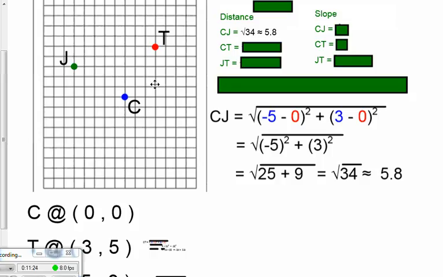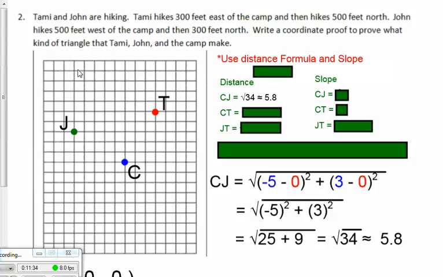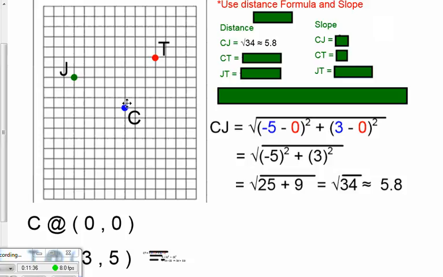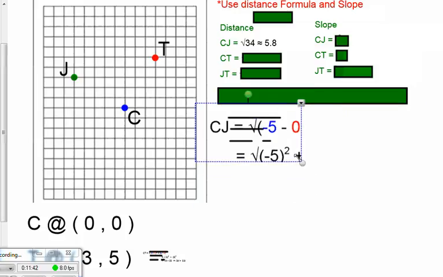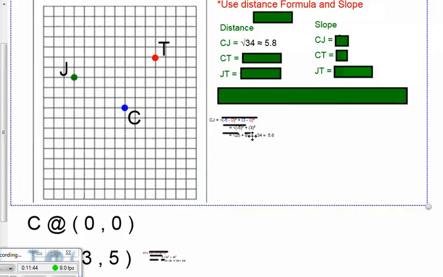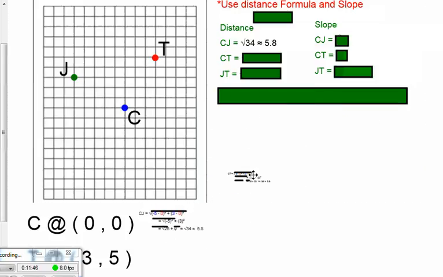So the distance from Camp to James, right here, would be about 5.8. And remember, that's in hundreds of, we used feet, right? Hundreds of feet. So that's like 580 feet right here. Okay? So we know from the Camp to James. Now let's do from the Camp to Tammy.